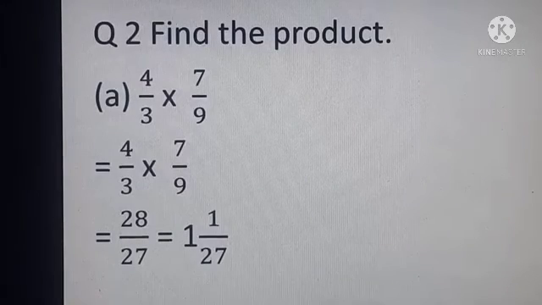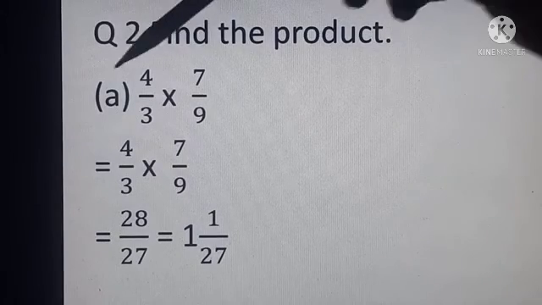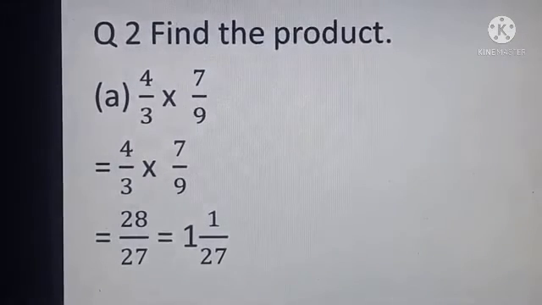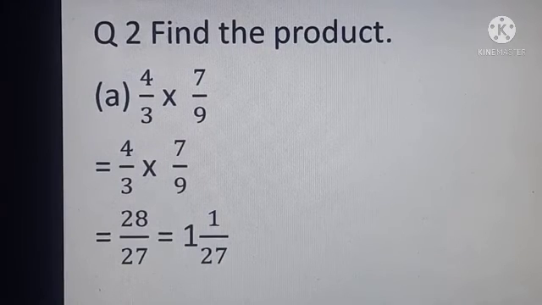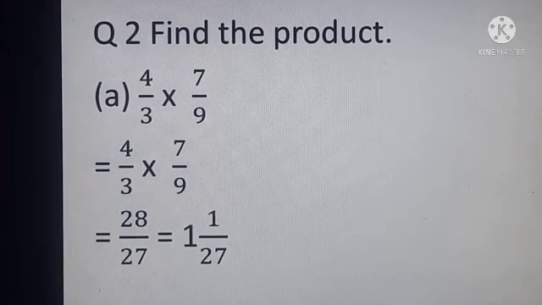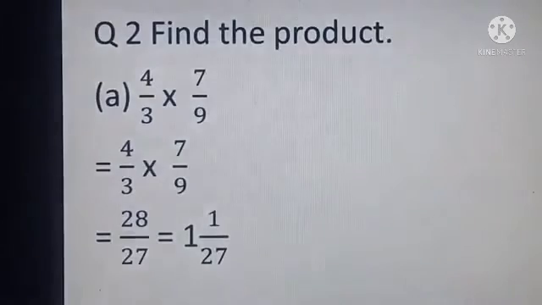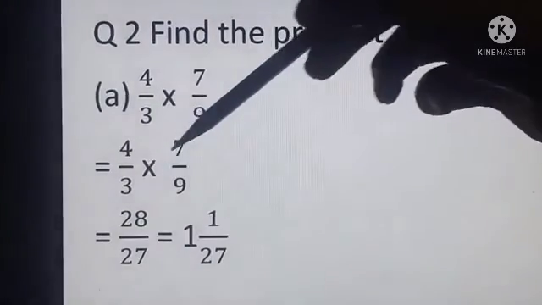Now let's move to our question number 2. Find the product. A part, 4 upon 3 multiply by 7 upon 9. But these questions are very simple. Only you need to do a little bit of practice. When you will start doing the work in practice notebook, you will solve these parts within minutes. Okay, so do written practice. 4 upon 3 multiply 7 upon 9. Now you can see beta no cutting is there.